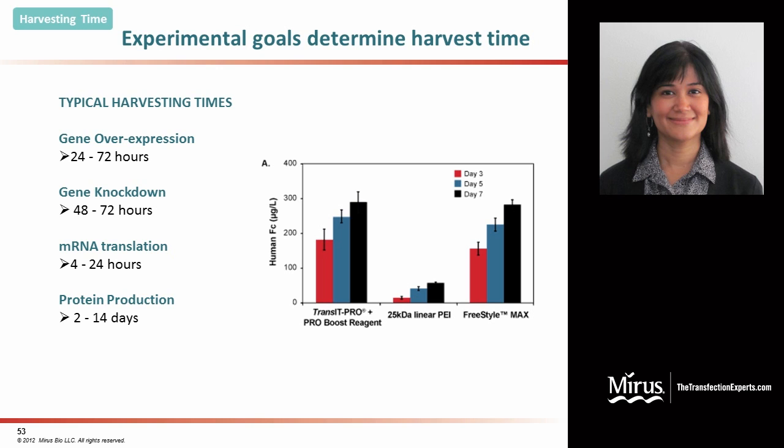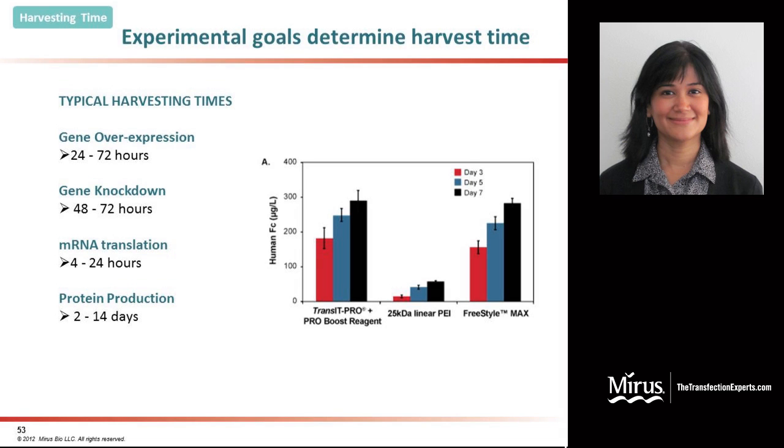Here is an example of a human antibody that is produced using our Transit Co-transfection kit and also competing reagents such as linear PEI and Freestyle Max. As you can see here, in all three cases, there is an accrual of the antibody titers with increasing incubation time. So in this case, it is highly beneficial to let the harvesting times be much longer.